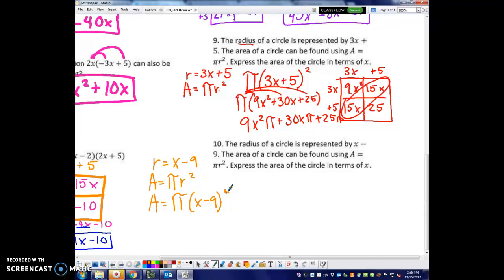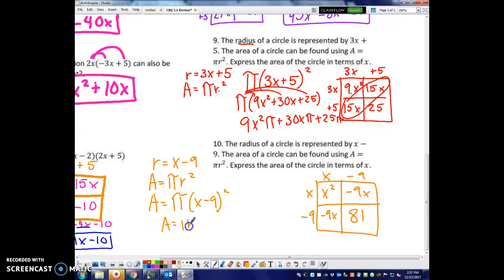So x minus 9 times x minus 9. X times x, x squared. Negative 9 times x, negative 9x. Negative 9 times x, negative 9x. Negative 9 times negative 9 is a positive 81. So we have A equals pi times x squared. Then when you combine these, what's negative 9 minus 9? It's negative 18 plus 81.